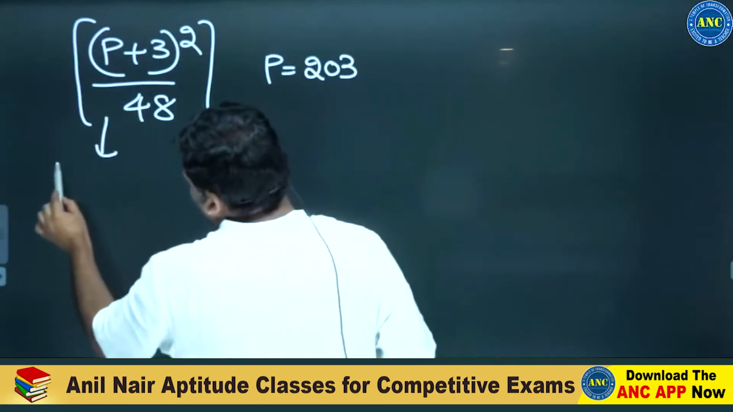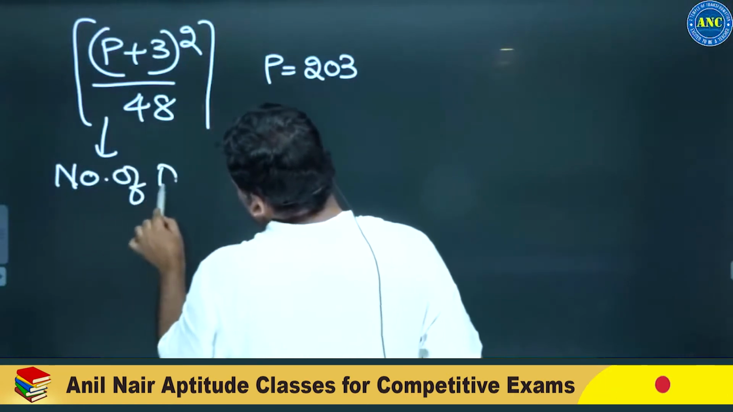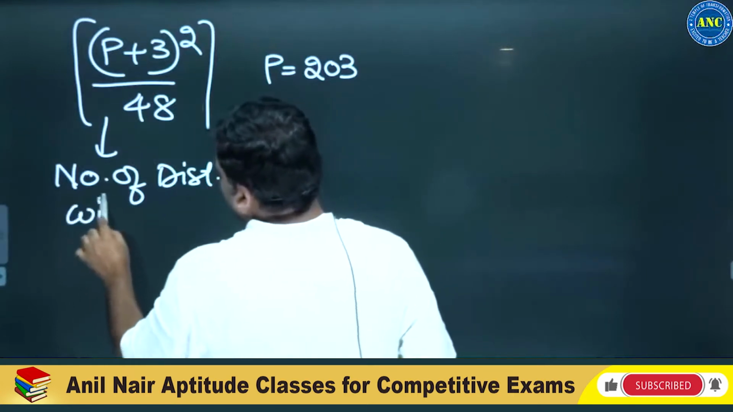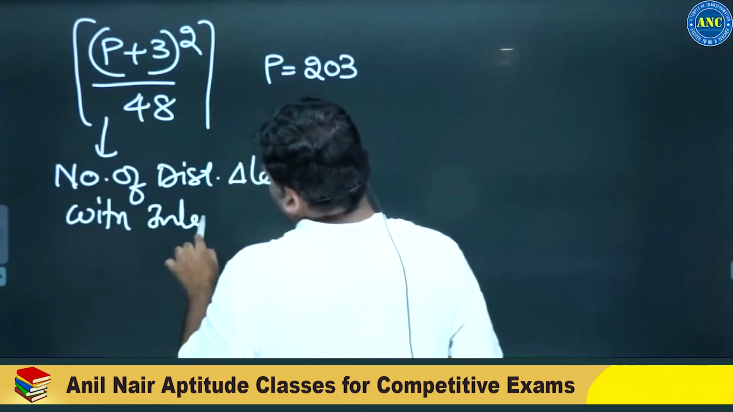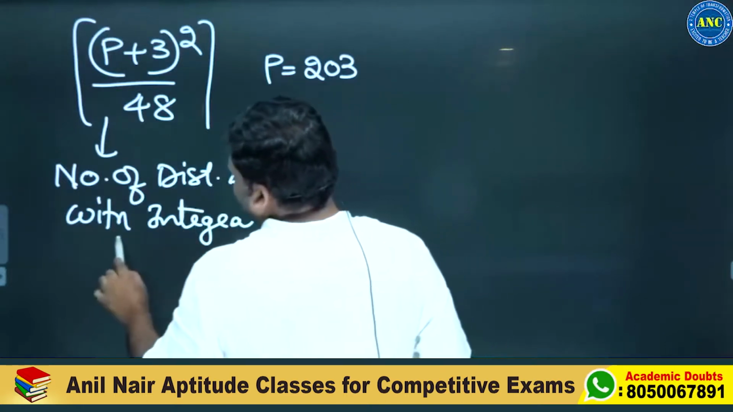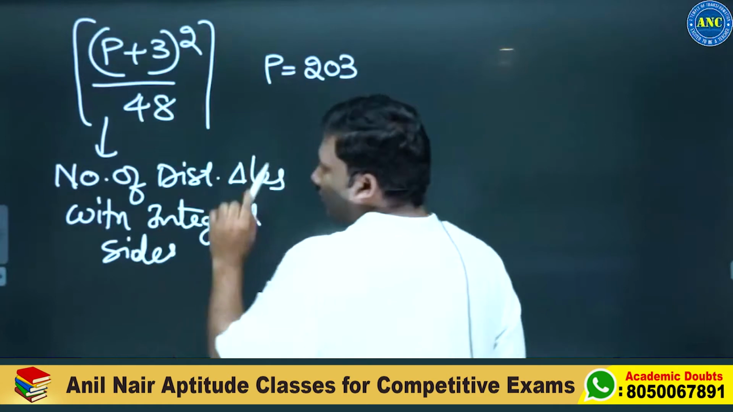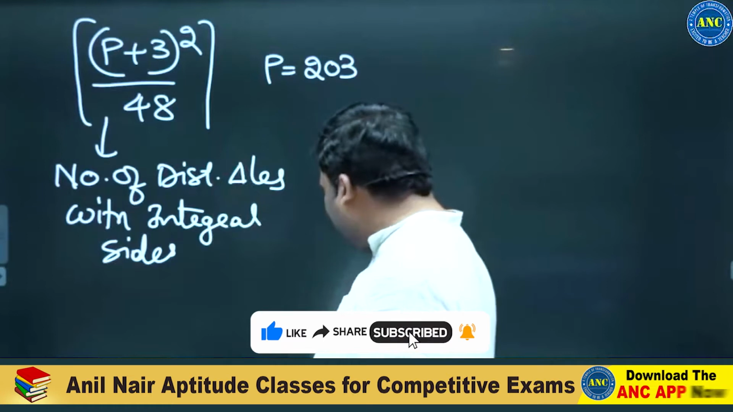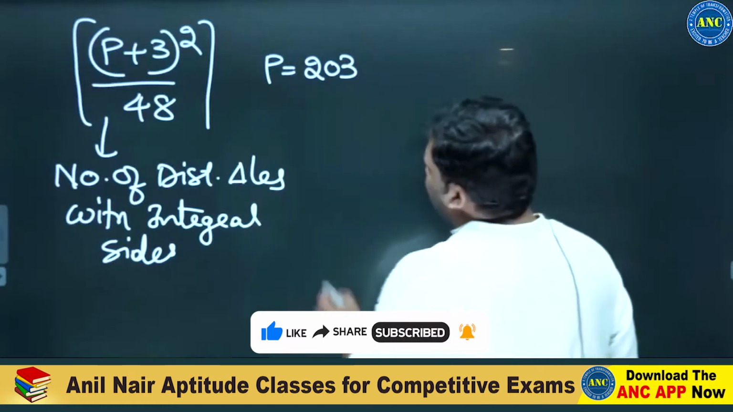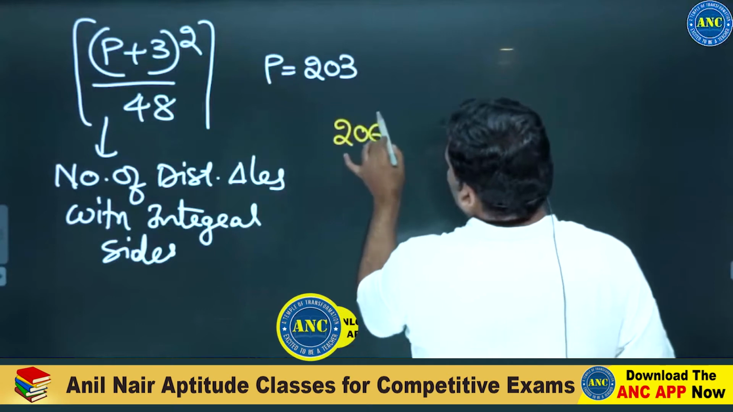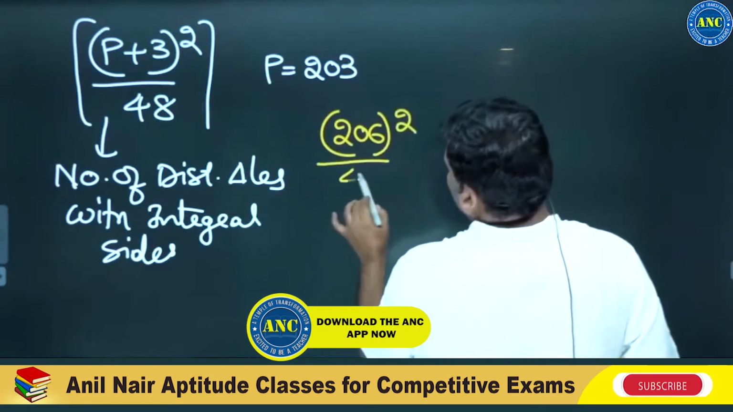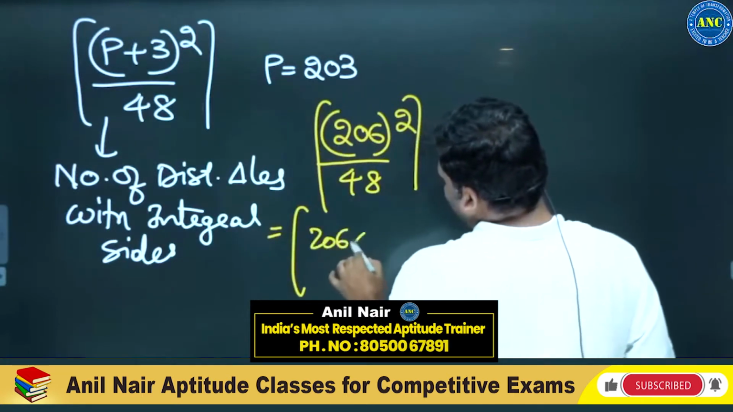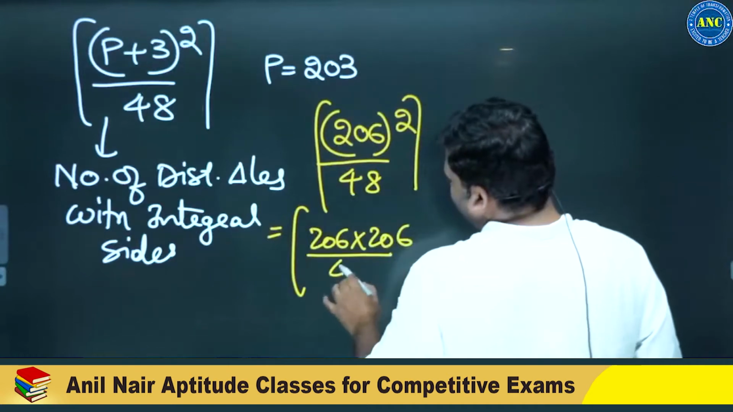What will it give you? This concept will give you the number of distinct triangles with integral sides. But that is not what we require in the question. We will first find the total number of distinct triangles. 203 plus 3 is 206, whole square divided by 48. So this will be 206 into 206 divided by 48.